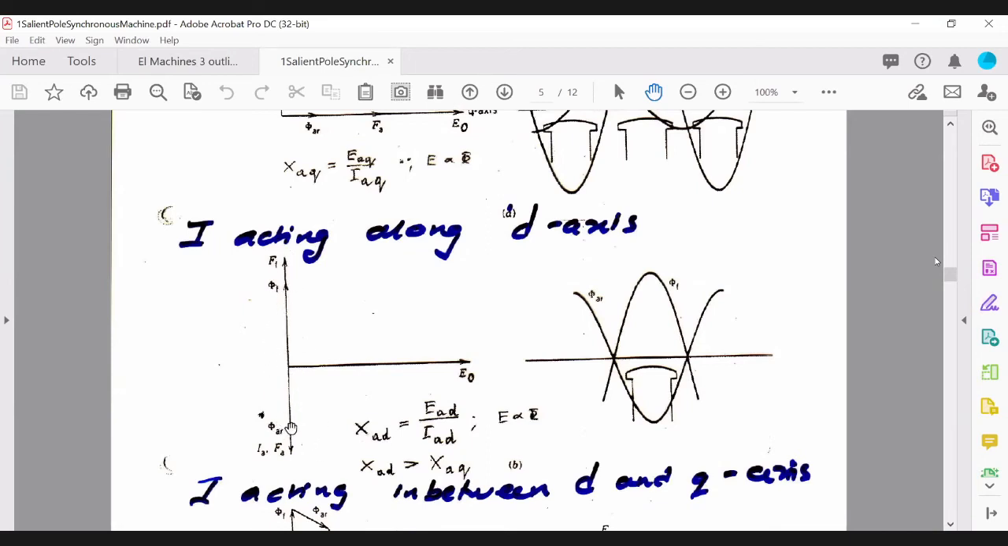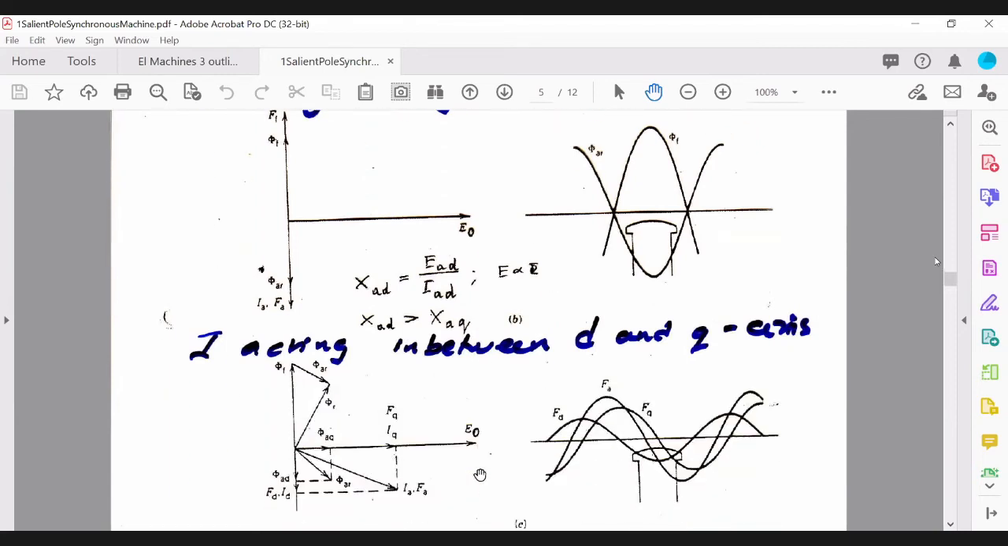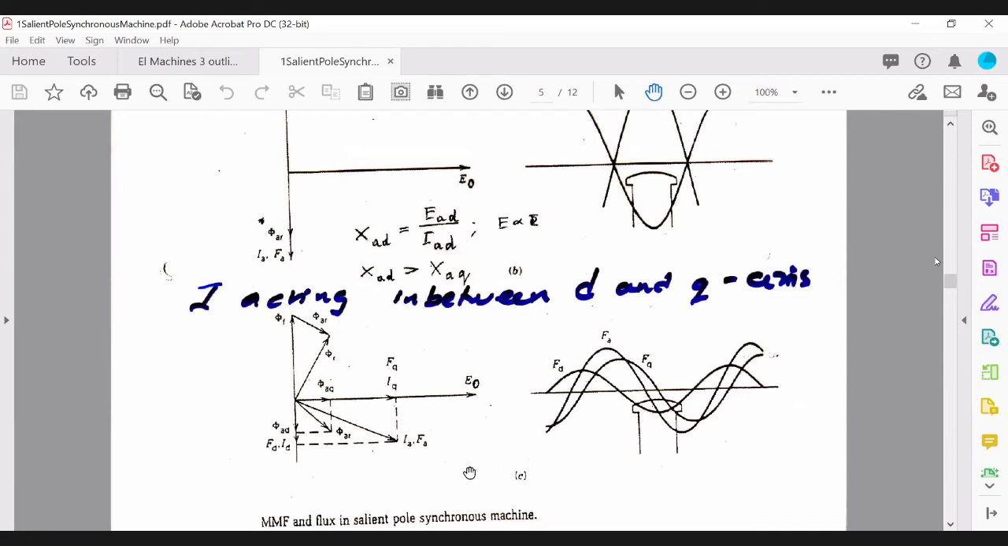One is pointing upward and one is downward. This is your phasor, and here is your time domain. So here you find that, again, your X_AD will be given by E_AD over I. And obviously, as I said, we looked at before, your reactance of the D axis is greater than that of the Q axis. So, and again, if the current is acting in between the D and Q axis, you will have basically three waveforms, your F_D, F_Q, and your armature reaction.